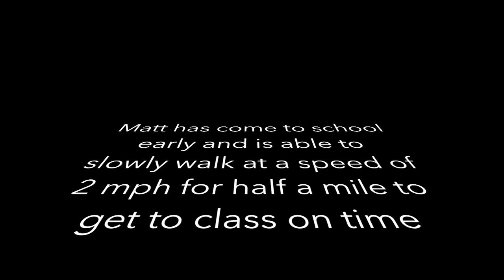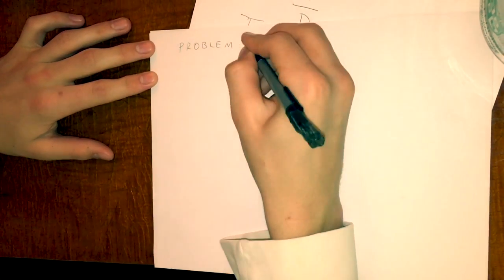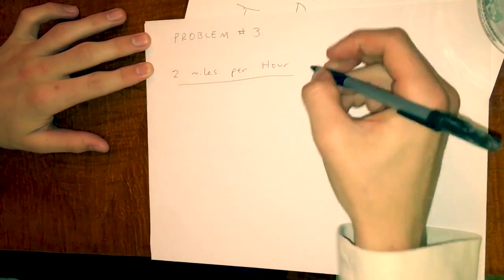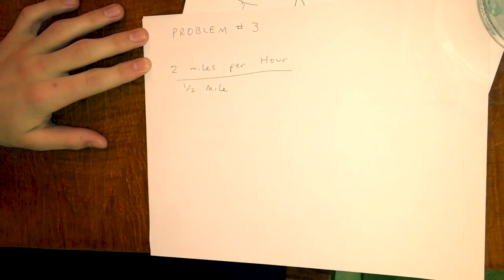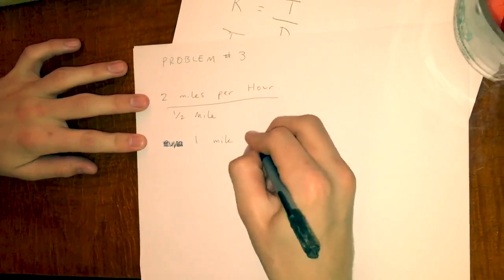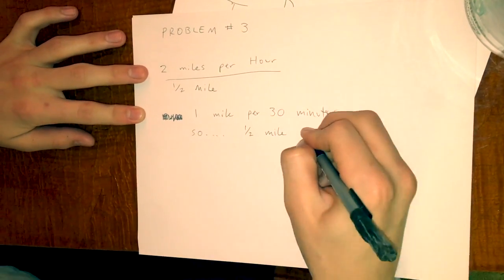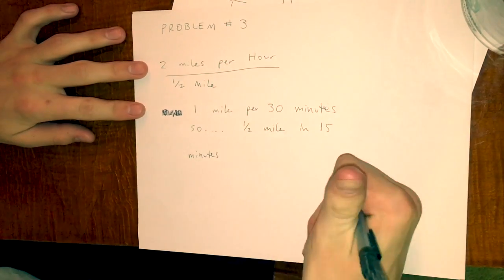Matt has come to school early and is able to slowly walk at a speed of 2 miles per hour for half a mile to get to class on time. For problem 3, we are walking at a rate of 2 miles per hour for 1/2 of a mile. So, 2 miles per hour would equate to 1 mile per 30 minutes. And since we are only going 1/2 of a mile, we can do half of a mile in 15 minutes.